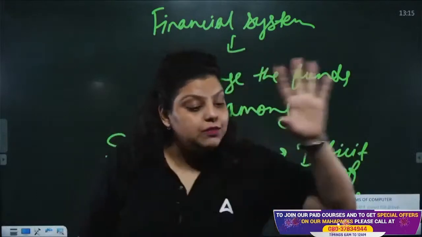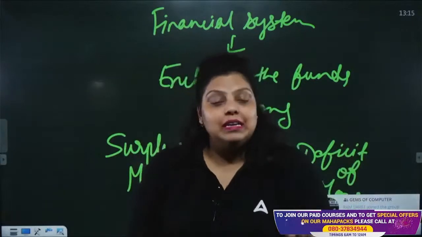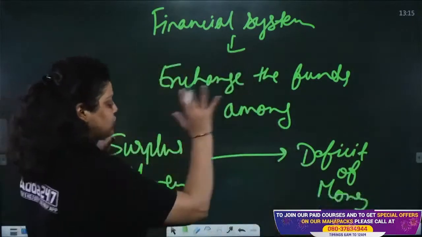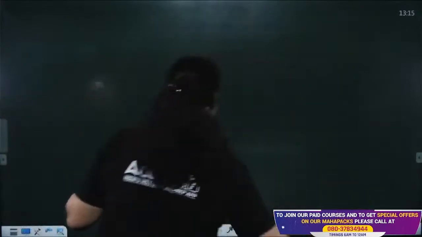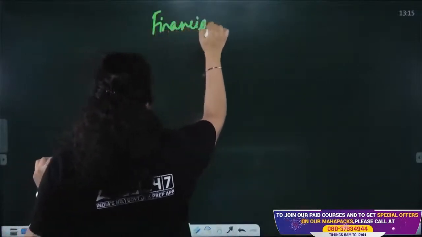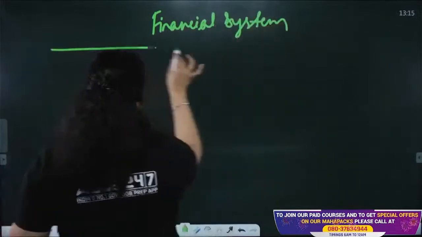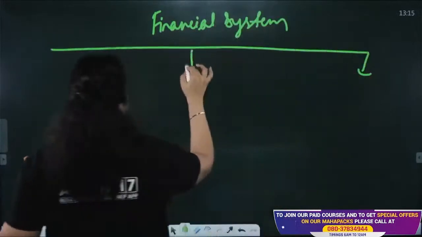They are not investing, they are saving their money. These are the persons who are able to give funds to the persons who need the money. And to exchange this fund, we need certain components. So the financial system of the country has certain components. It has three components, sorry. It has how many components?